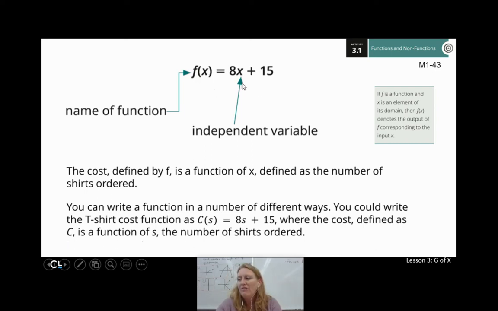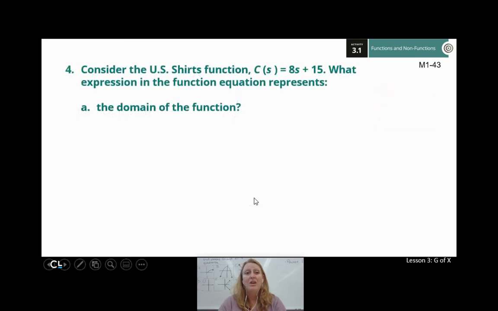So if you don't like f of x and you're like, so weird, I'm talking about the cost of t-shirts, fine. Your cost can be c and the number of t-shirts you order can be s. I don't usually like using s as a variable. It looks too much like a five, but you get the idea. You could change it up if you wanted to help it make more sense.